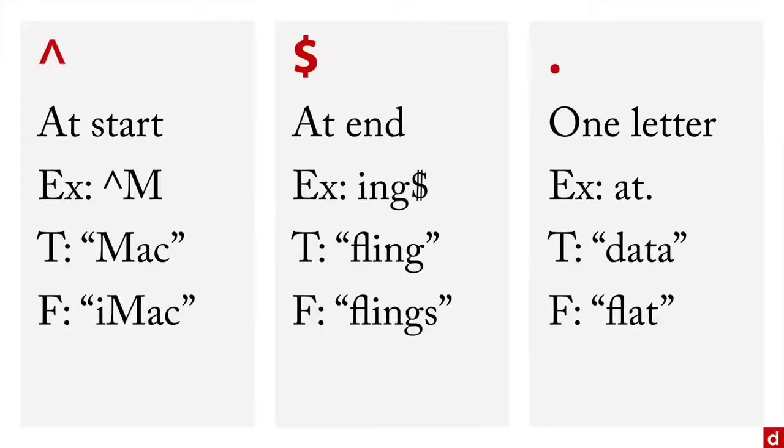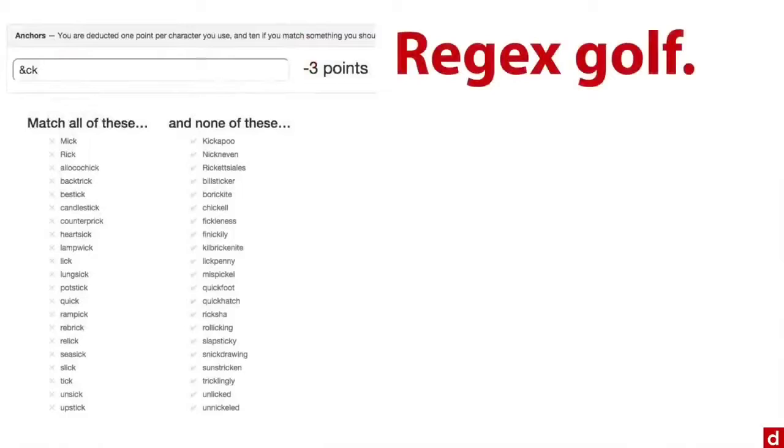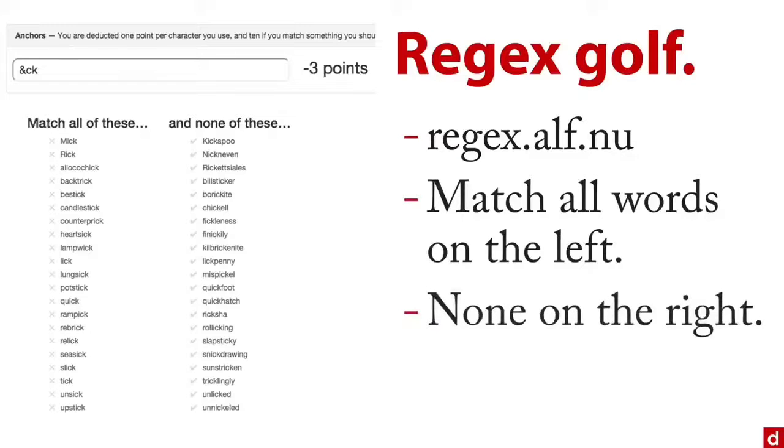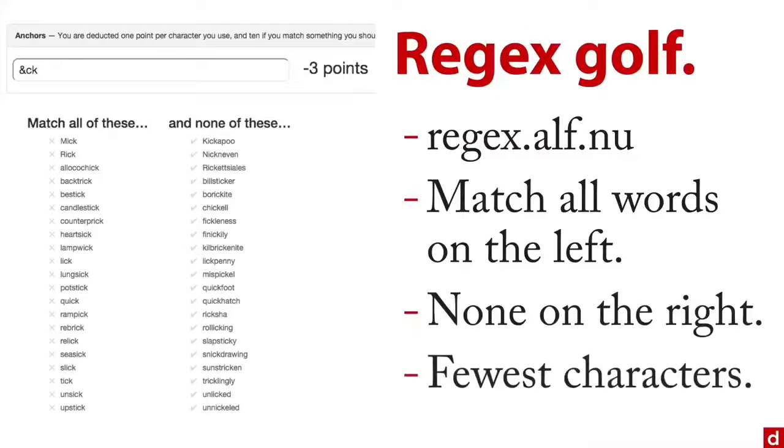Now, one interesting thing about this is you can actually treat this as a game. I love this website. It's called regex golf, and it's at regex.alf.nu. And what it does is it brings up lists of words, 2 columns, and your job is to write a regular expression in the top that matches all the words on the left column and none of the words on the right, and that uses the fewest characters possible. And you get a score. And it's a great way of learning how to do regular expressions and learning how to search in a way that's going to get you the data that you need for your projects.